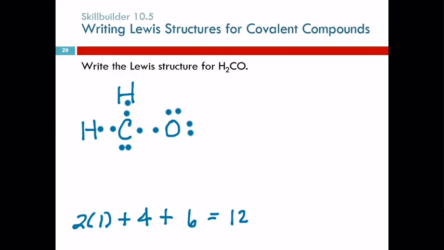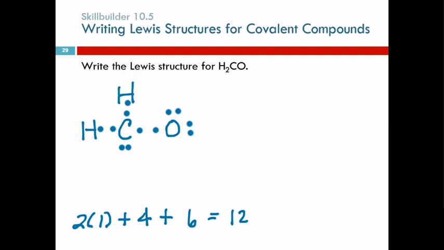I can't put more dots in my diagram than I have valence electrons. So I've got 2, 4, 6, 8, 10, 12 dots. You can't create electrons. We don't have enough to make everybody happy. So we're going to take one of these lone pairs, and share it between these.